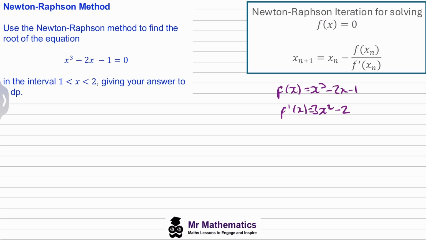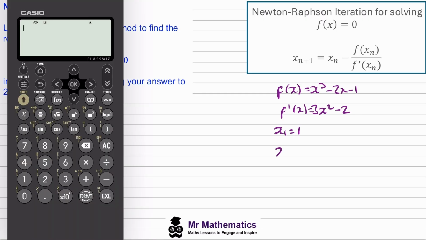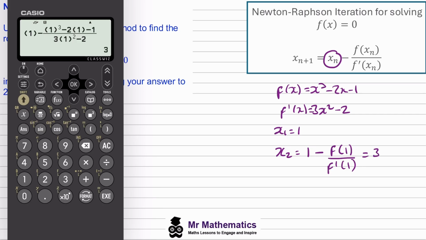minus 2. And for our starting value of x, I'm going to choose x1 equals the start of our range, equals 1. And we can work out x2 on our calculators. So x2 will be the current x value, which is 1, minus f of 1 divided by f prime of 1. And this will give us x2 equals 3.